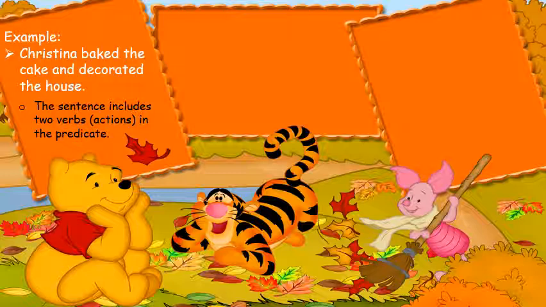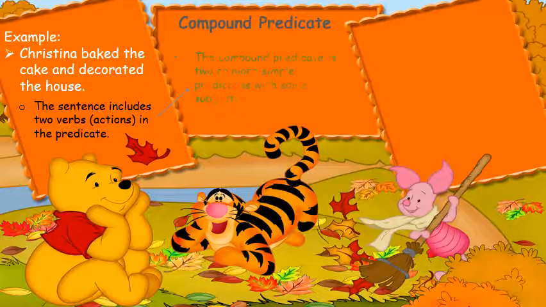So when the predicate includes two verbs or two actions, it might include two or more sometimes. What do we call it? Compound predicate. Yes, it's similar to the compound subject. In the compound subject, I have more than one noun or pronoun. So in the compound predicate, I have more than one verb. So I have two or more verbs done by the same subject. Pay attention, done by the same subject. So the compound predicate is two or more simple predicates with the same subject. You see, same subject. So the subject does two or more actions.